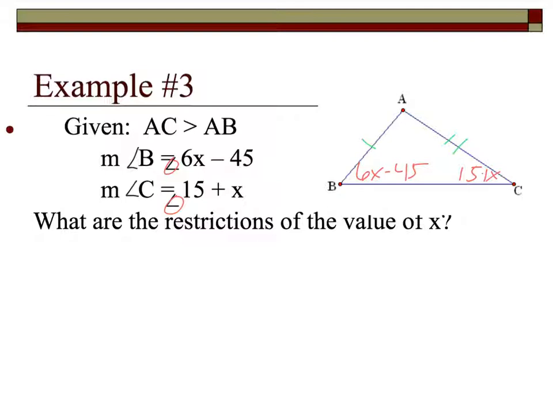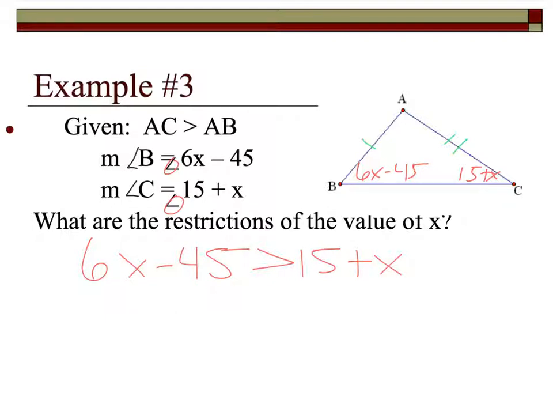And we want to know the restrictions of the value of x. Well, let's think about that for a second. Restrictions generally mean we're dealing with inequalities. Is there an inequality that we could set up? Well, across from angle C is the small side, and across from angle B is the larger side. That would mean that 6x minus 45 should be bigger than 15 plus x, right? Yeah, that makes sense. So I know that 6x minus 45 has to be the bigger one because it's across from the bigger side.